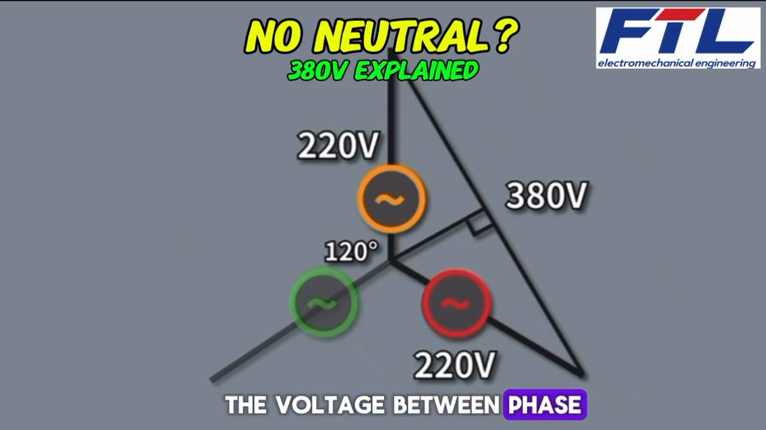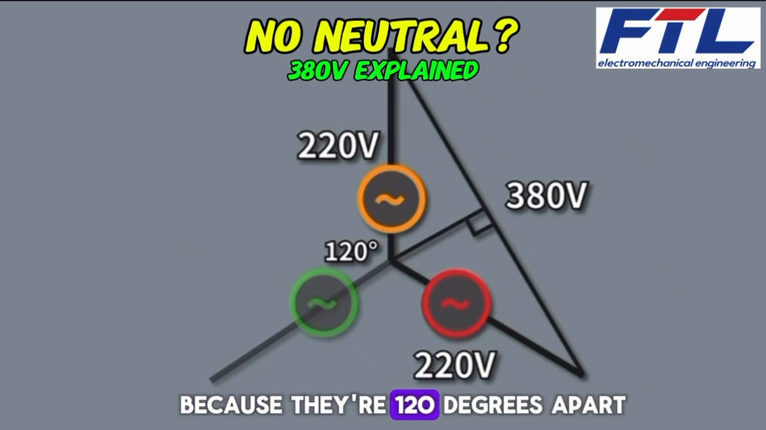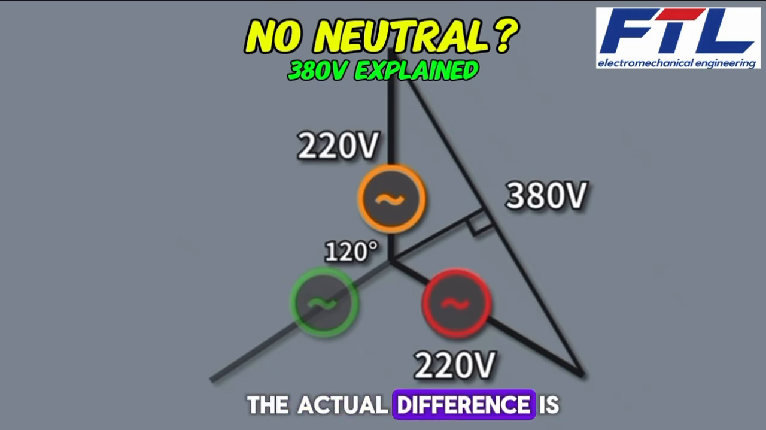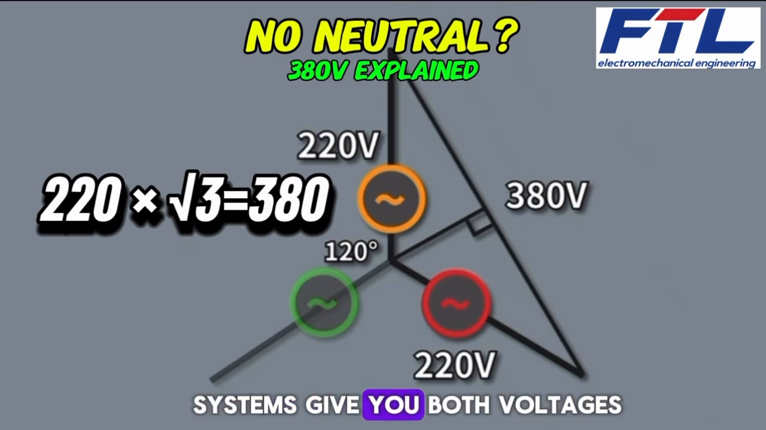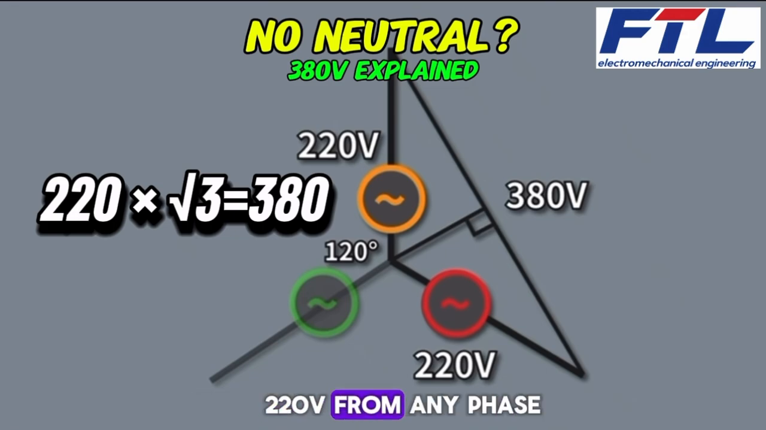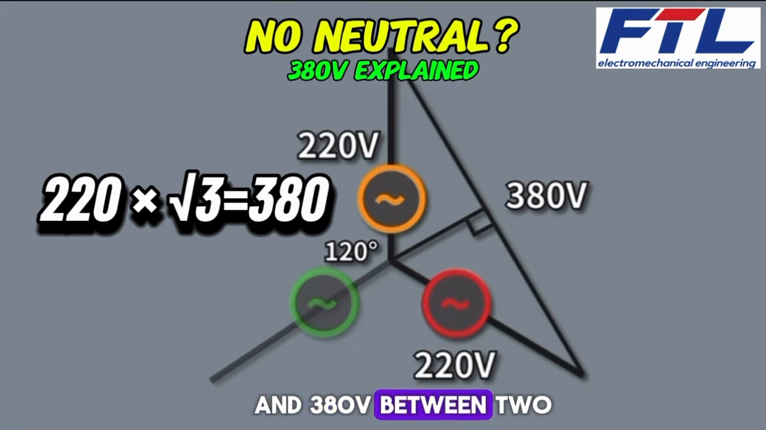The voltage between phase A and phase B isn't 220 plus 220 because they're 120 degrees apart. The actual difference is 220 volts multiplied by the square root of 3, which is about 1.732. Do the math. 220 times 1.732 equals roughly 380 volts. That's why 3-phase systems give you both voltages. 220 V from any phase to neutral for home appliances, and 380 V between 2 phases for heavy motors and industrial equipment. All without a neutral wire.